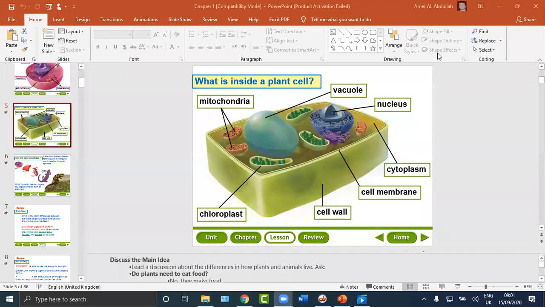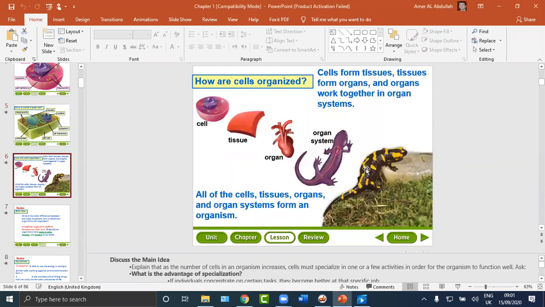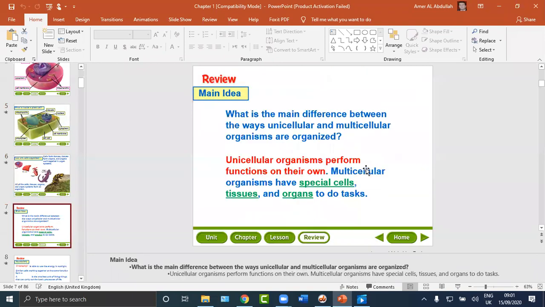What's inside a plant cell? Mitochondria, vacuole, nucleus, cytoplasm, cell membrane, cell wall, and chloroplast. And how are cells organized? We explained in the previous lesson, cells form tissues, tissues form organs, and organs work together in organ systems.